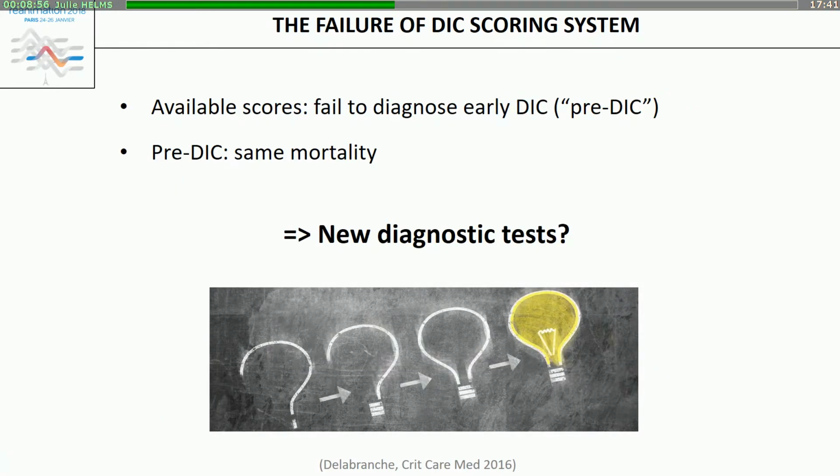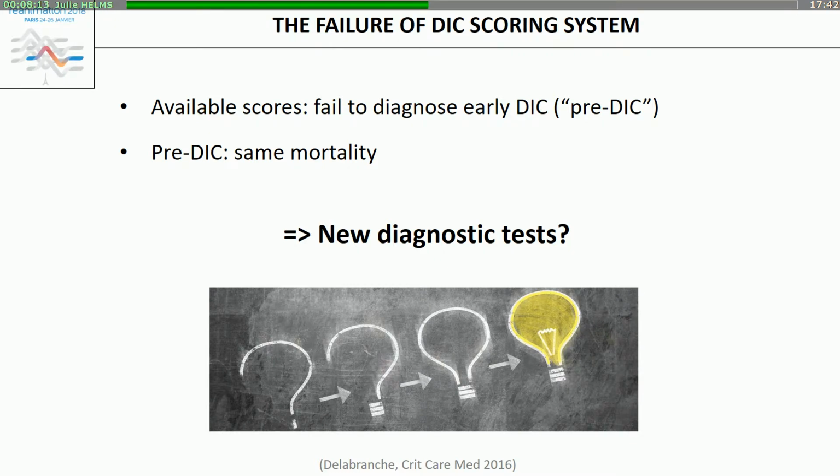In spite of all these available scores, we still fail to detect early DIC stages. And these stages are sometimes called pre-DIC patient. A pre-DIC patient is a patient that will be hospitalized in ICU at day 1 for a septic shock, for example, and who will have no clinical signs of DIC, who will have a negative score of DIC, and who will, by day 2, develop a patent DIC. And the matter with these patients is that they have the same mortality rate as DIC patients.